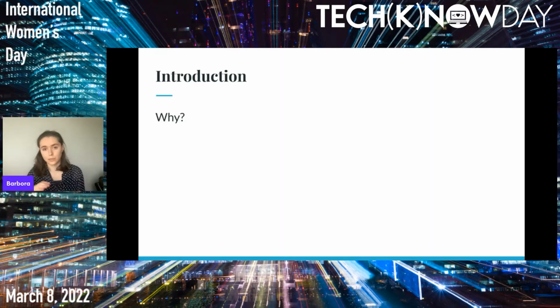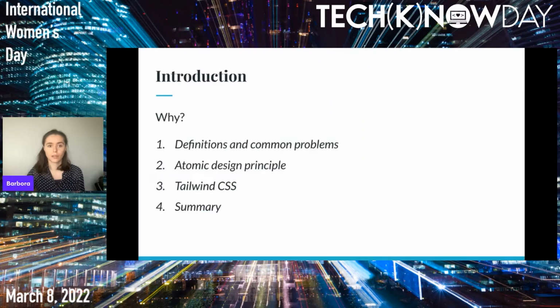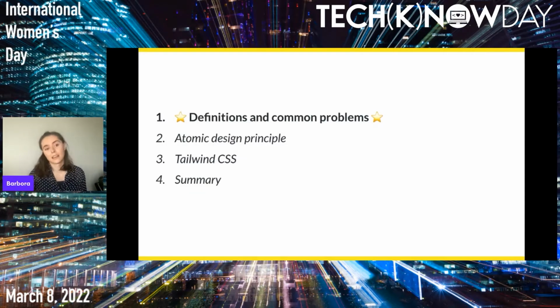These two tools are Atomic Design Principle and Tailwind CSS, and I'm going to be introducing them to you in this talk today. To give you a really quick overview, we're going to start by defining the terms reusability and consistency, and we'll also cover a few common problems. We will afterwards dive deep into the Atomic Design Principle, and we will also take a look at Tailwind CSS. Finally, we'll finish with a quick summary of the talk. So let's get started.